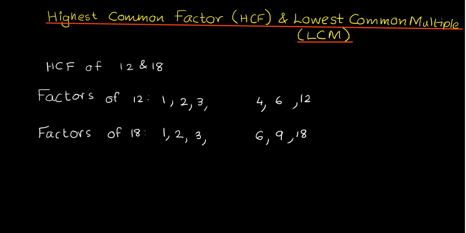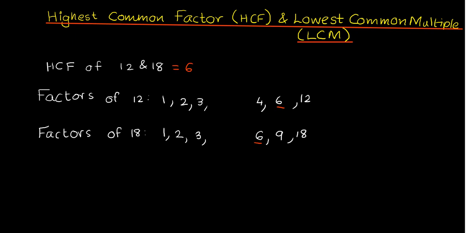1 is a common factor, 2 is a common factor, 3 is a common factor, and 6 is a common factor. The highest common factor is 6. So the highest common factor of 12 and 18 is 6. That means that 6 is the largest times table in which both the numbers 12 and 18 come in.